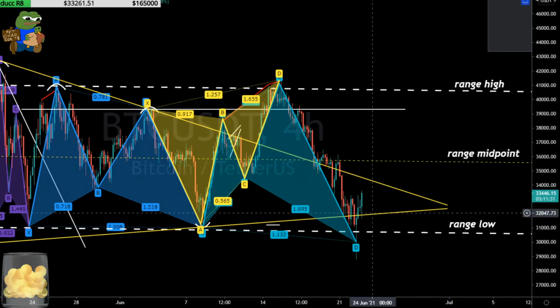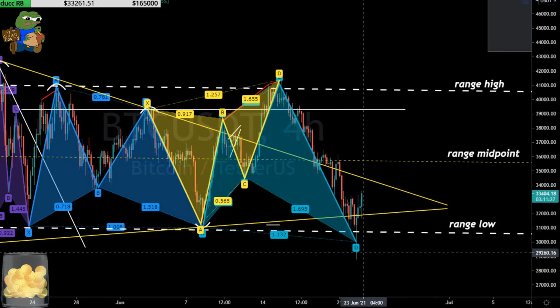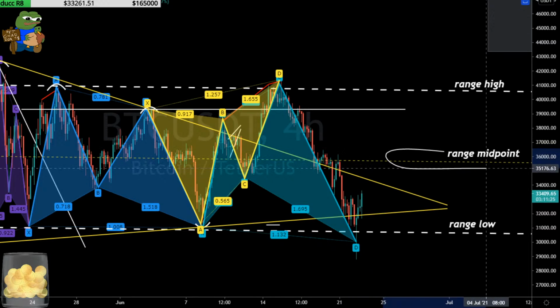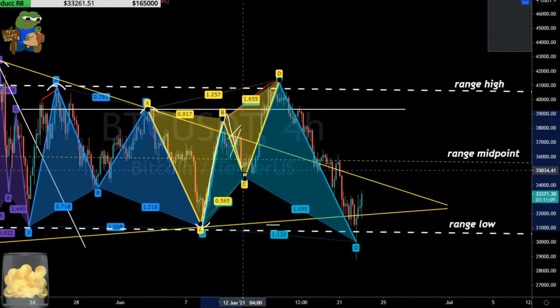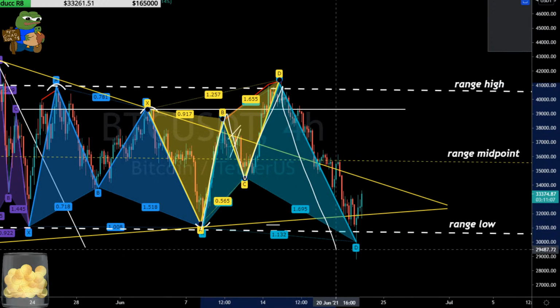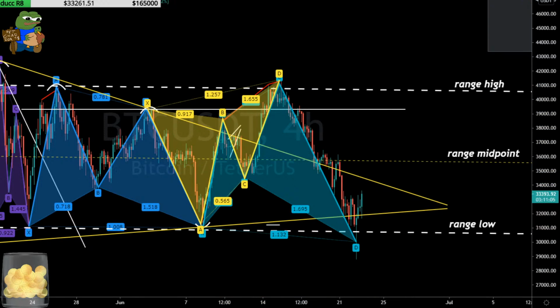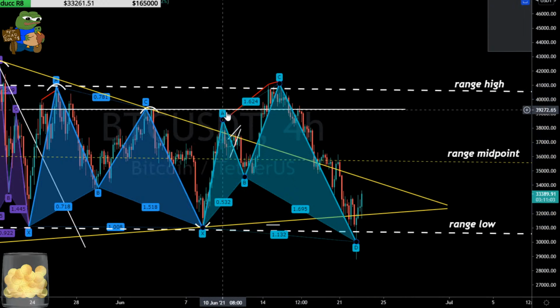Looking good. Looking like it wants to test our range midpoint per last notification. Basically, what we ended up painting in blue, in aqua, is a bullish shark. X, A, B, C, D. Okay, let me make this even more visible here for you.